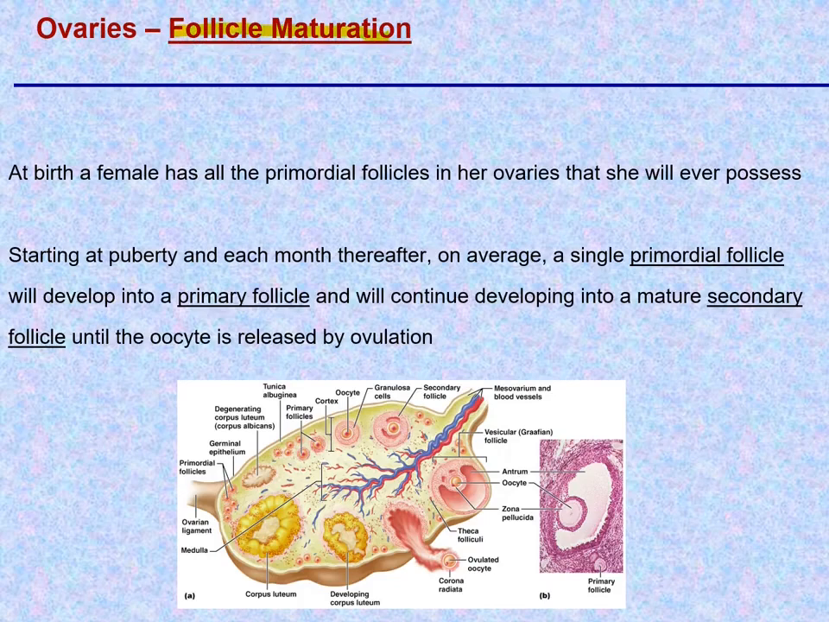So at birth, females have all of the primordial follicles in their ovaries that they'll ever have. They will never develop more.